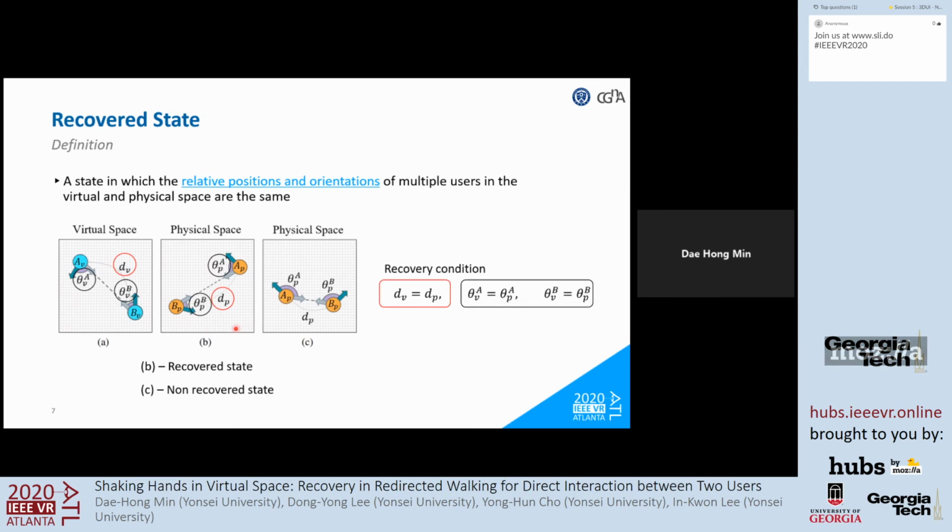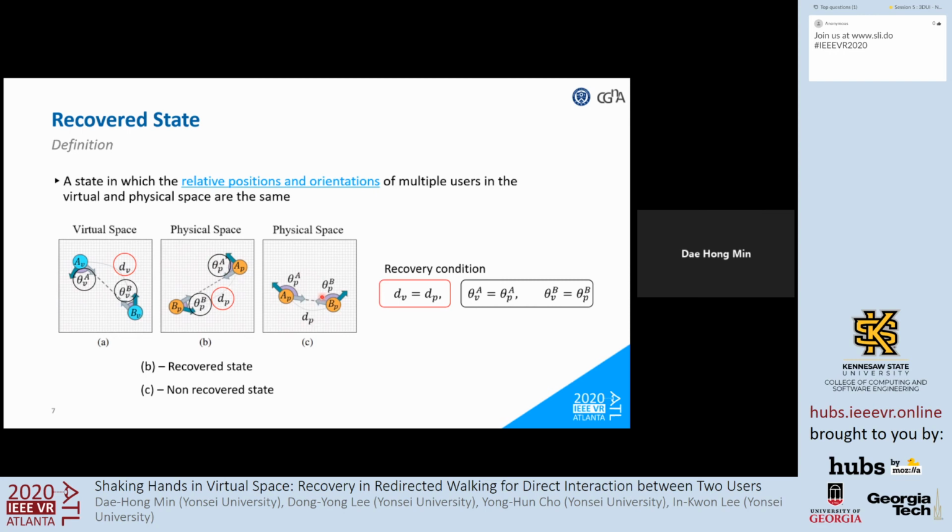So to satisfy the recovered state, the following conditions must be satisfied. In the recovered state, for example, if A yells towards B in the virtual space, B can hear it from the direction of A at the same level in the physical space. Therefore, C is not the recovered state.